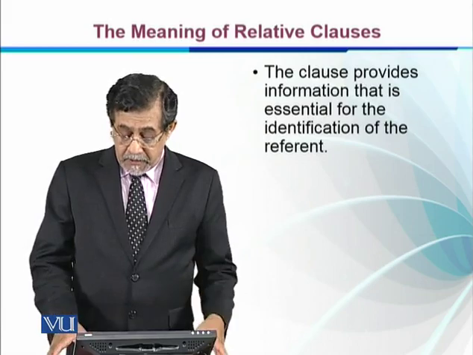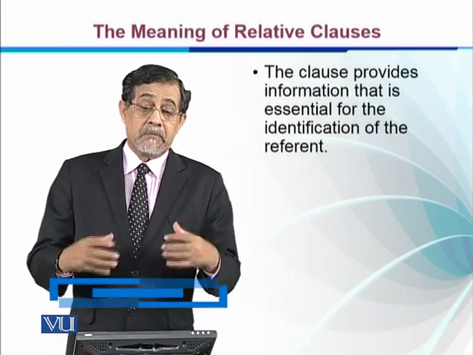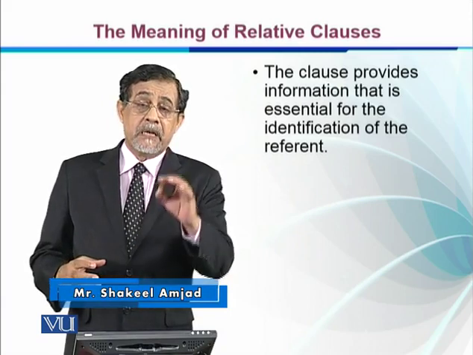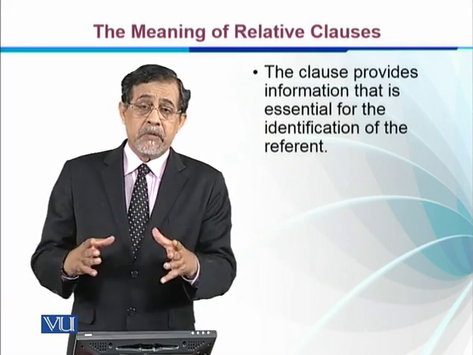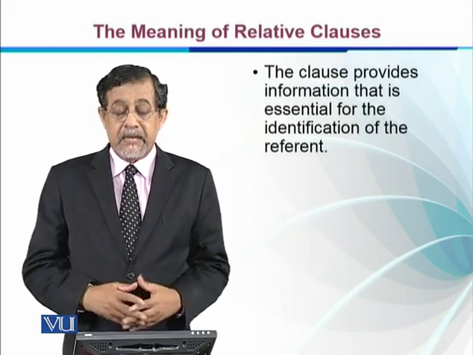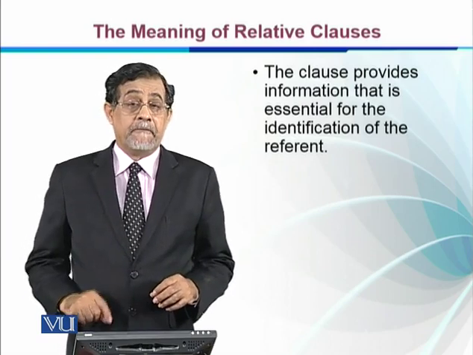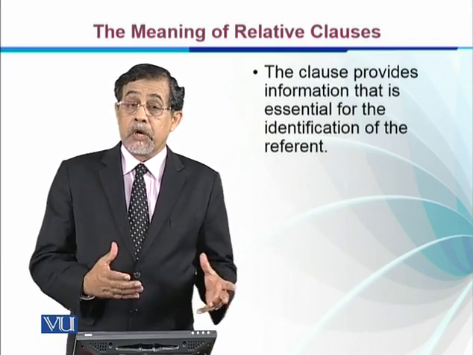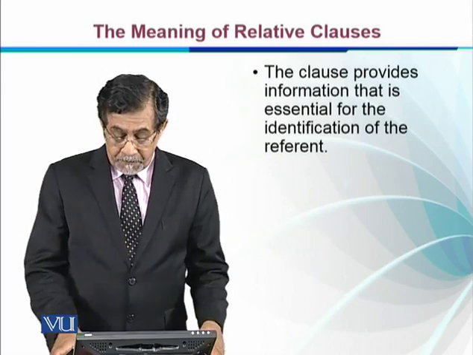If you look at this, the referent may be ambiguous in some sentences. That's why we bring a relative clause which very clearly pinpoints the reference, so we know who the person is, or who we are talking about. The clause provides information that is essential for the identification of the referent. Without that information, we might be in ambiguity about what person is being referred to, or what thing is being referred to.